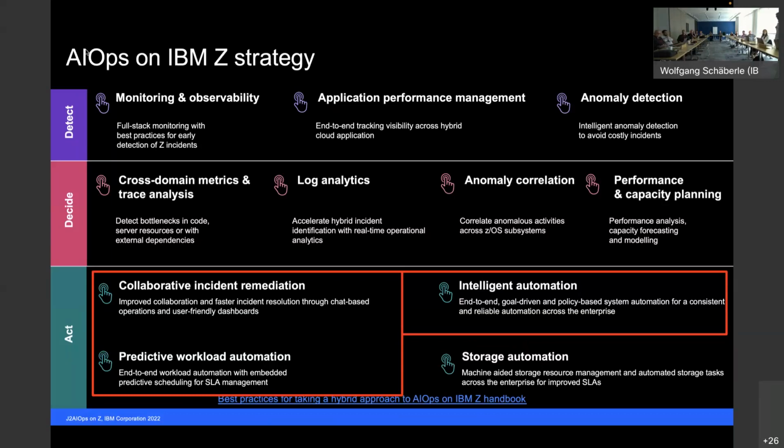Today, I would like to focus obviously on the act part of this portfolio and of these best practices. I have highlighted here, of course, predictive workload automation, which is exactly fulfilled by IBM Z Workload Scheduler, providing the workload automation capabilities on the platform. Intelligent automation is provided by IBM Z System Automation and NetView, so our automation and high availability products.